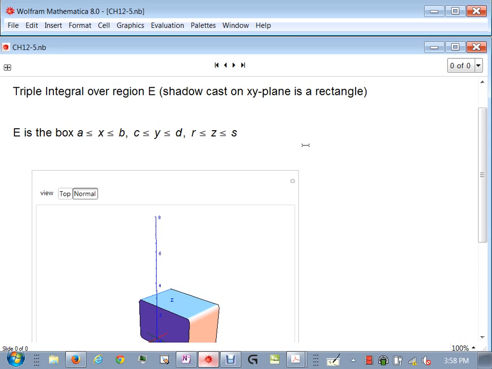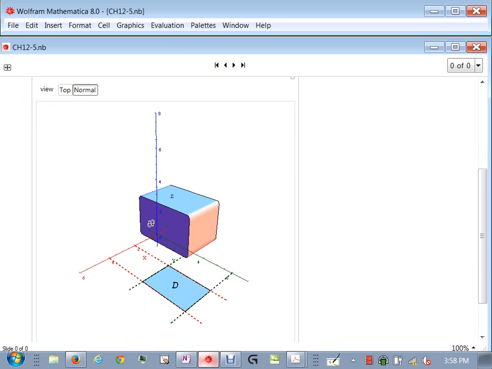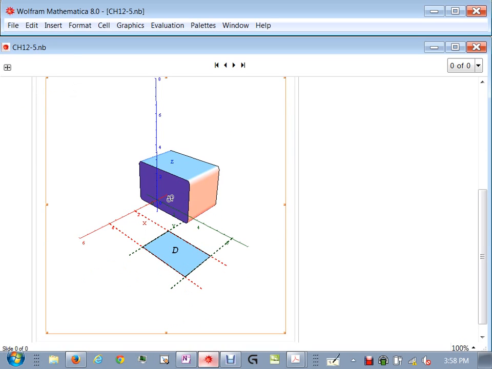So if we have a triple integral, we have this box E, where x is between 2 constants, y is between 2 constants, z is between 2 constants, and we just have this nice little box, right? But what I'd like for you to notice is that the shadow of this box on the ground is a 2-dimensional thing, a rectangle in 2D. So the shadow of this box is a rectangle.